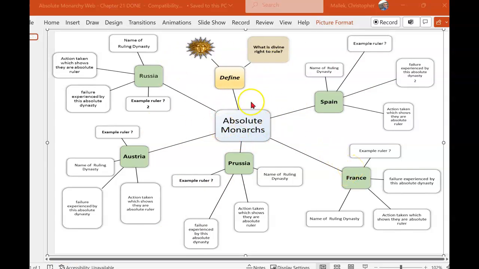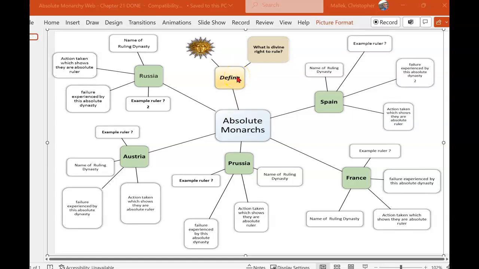Remember, the point here is to learn about each of these different kingdoms and how Absolute Monarchy played out in these places. So notice, by the way, first off, you're going to start off in the middle here, Absolute Monarchs, so you'll write that out. You'll draw your little circle or box around it. You'll make a line. Now notice it says define. So you're going to define absolute monarchs here.